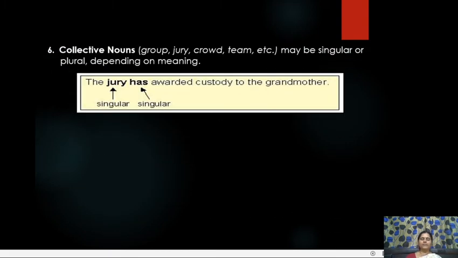Now, collective nouns. Sometimes we get collective nouns in a sentence. They may be singular or plural depending on the meaning. According to the context, we have to decide whether it is singular or plural. So, jury has awarded custody to the grandmother. Here in this sentence, jury is acting as a singular, and so we have to make use of a singular verb, has awarded.